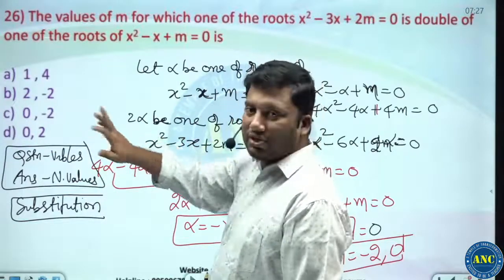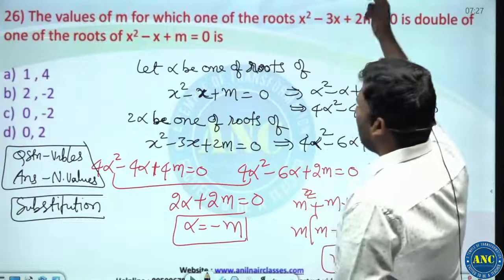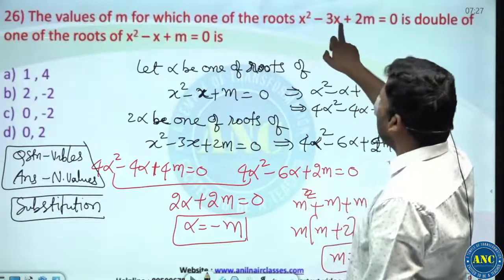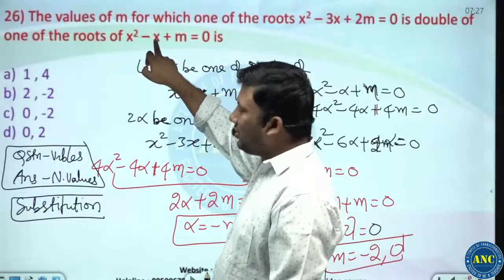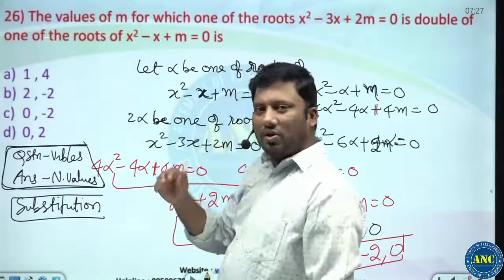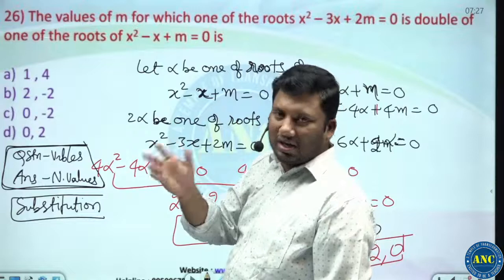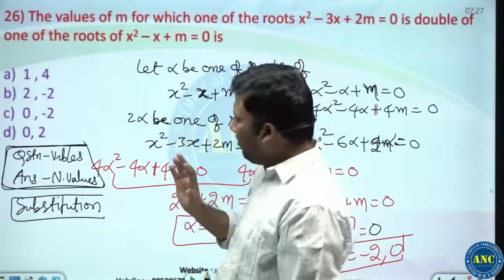One root, let us take 0. If I do 0, this will be 0, 0, 2m equivalent to 0. M is 0. M equivalent to 0. 0 is a double time, 0 is a triple time, 0 is any number of times.